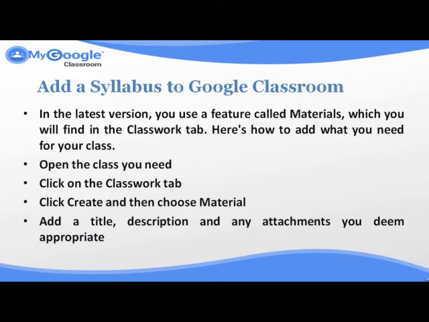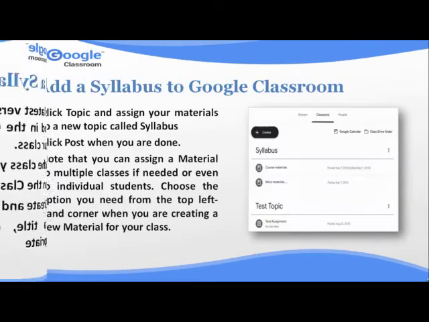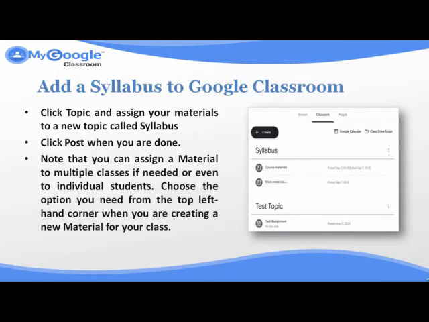Click Create and then choose Material. Add a title, description, and any attachment you deem appropriate. Click Topic and assign your materials to a new topic called Syllabus. Click Post when you're done. Note that you can assign the material to multiple classes if needed, or even to individual students. Choose the option you need from the top left-hand corner when you are creating a new material for your class.